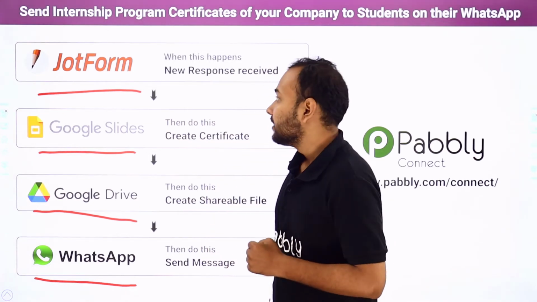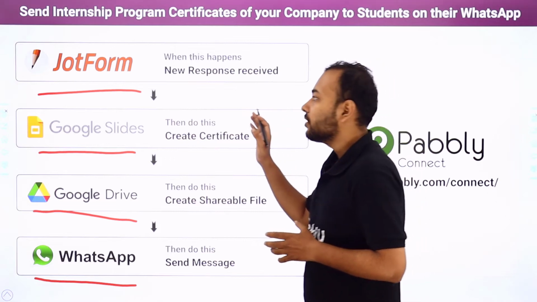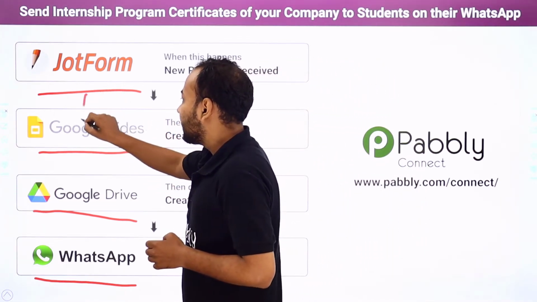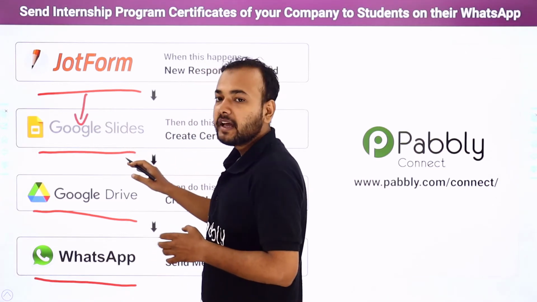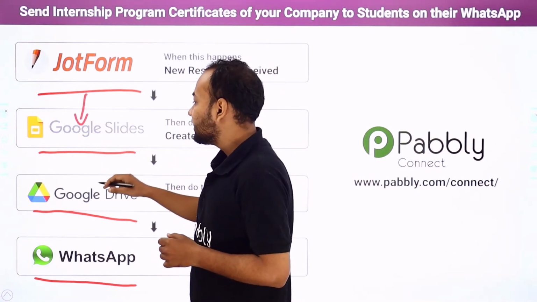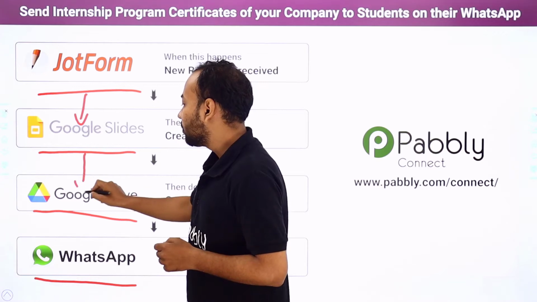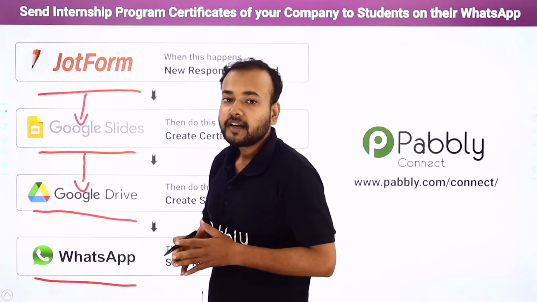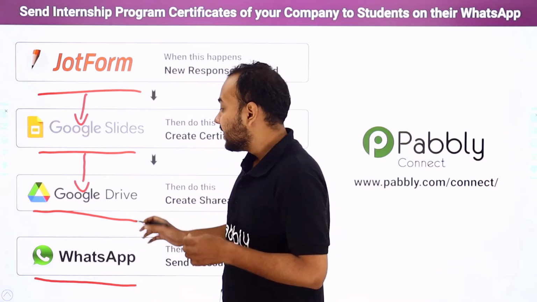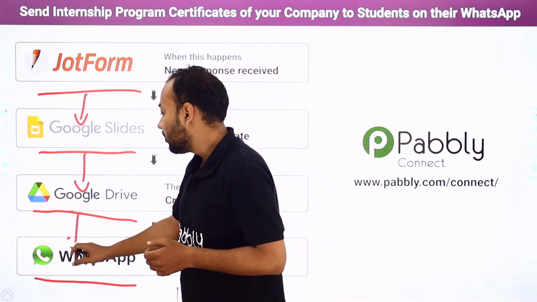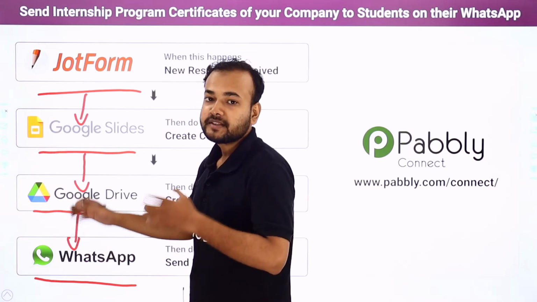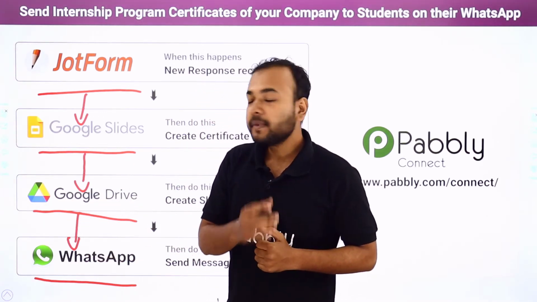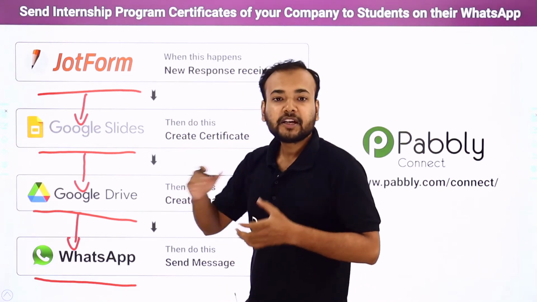What if I tell you that as and when you receive a response here from your student in a vvbt, a certificate gets automatically generated with the help of Google Slides, and that same certificate gets automatically stored here in a Google Drive, and the shareable file link of that certificate gets automatically created and delivered here on the WhatsApp account of your student as a new message. Yes guys, this can be done and this can happen by connecting all these four applications.